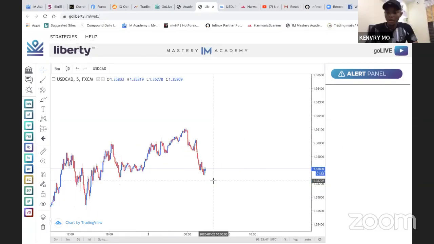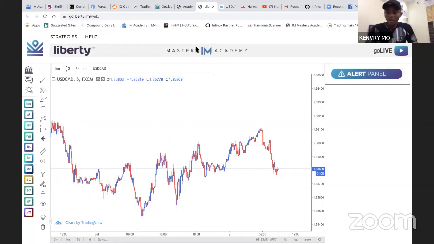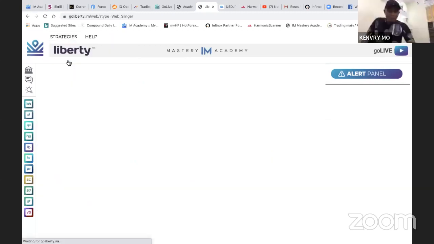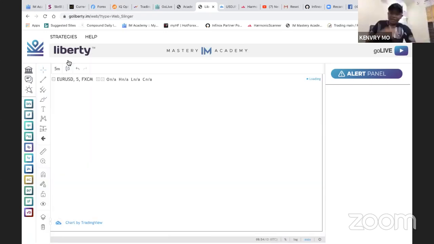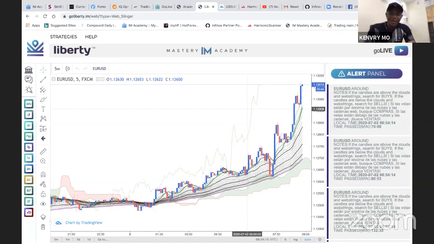The first foundation of the Webslinger is how you use it. What happened yesterday was simple: Scalper, Webslinger, and Pickpocket. They've been doing some work on the back office. So you can see the Webslinger is beautiful.